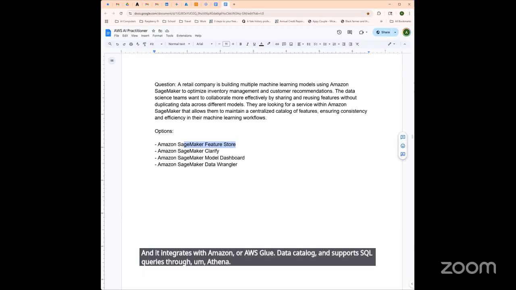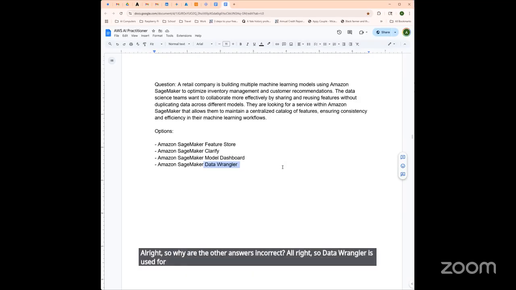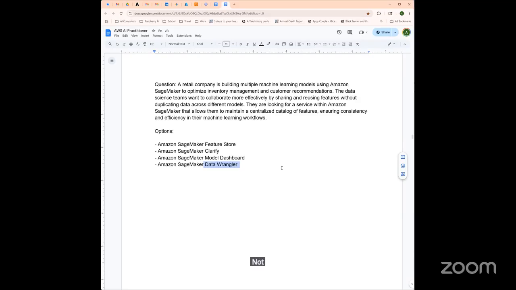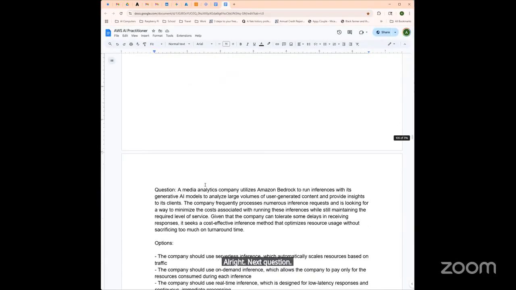So why are the other answers incorrect? Data Wrangler is used for data preparation and feature engineering, not for storing or sharing features. Model dashboard is a portal for viewing and managing models. And then Clarify helps identify bias and explain model predictions, not for feature management. Next question.